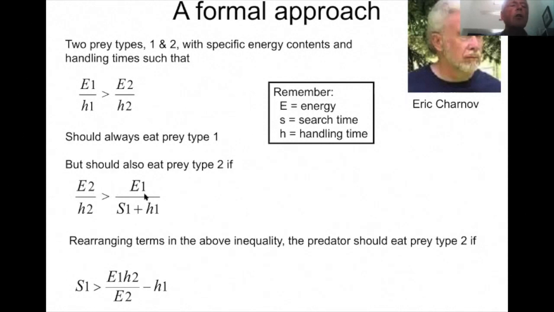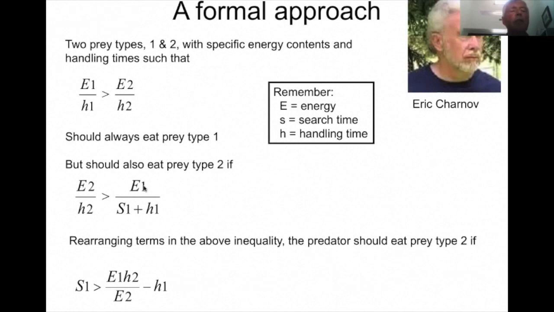And so when an animal comes upon a prey type 2, it should always eat that prey type 2 if E2 over H2 is greater than the energy return given the amount of search time it's going to be required to find another prey type 1. All right. So when prey type 1 becomes rarer and rarer in the environment, this value becomes smaller and smaller. And so logically, that means that one ought to be more inclined to feed on prey type 2.